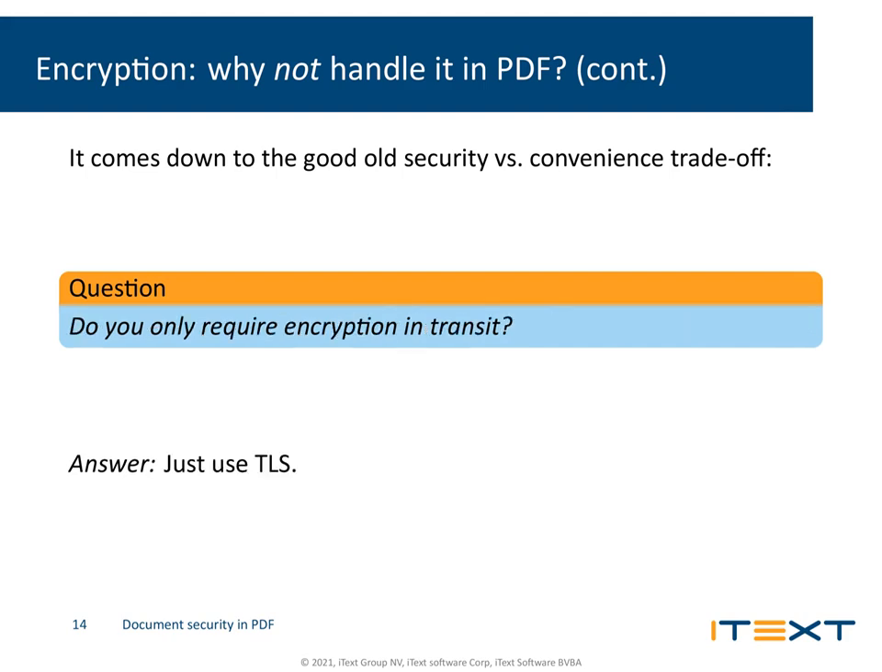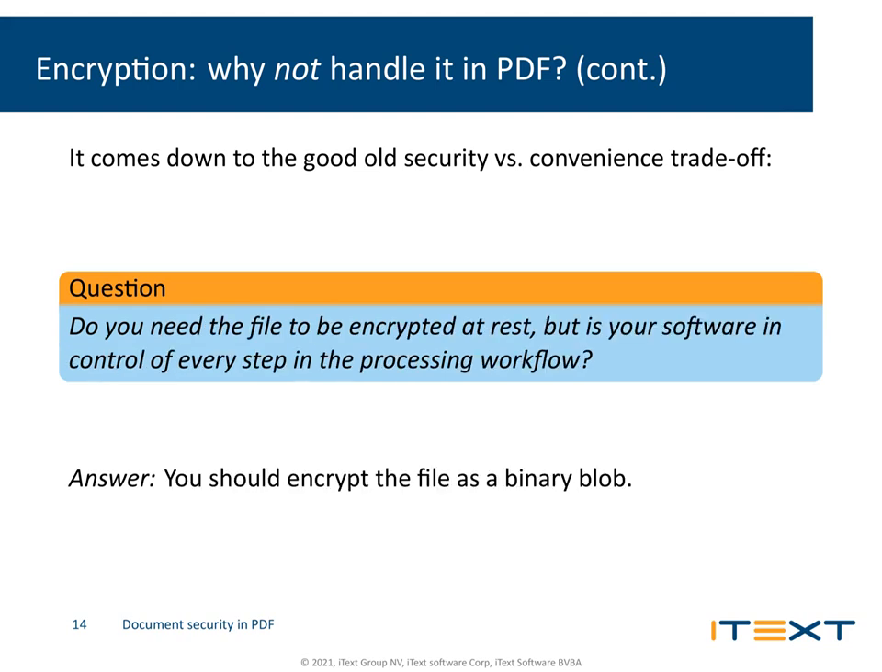However, if all you require is encryption in transit and encryption at rest is not really a problem, then you're basically better off just ensuring that all your communication channels use TLS. If you need not only encryption in transit, but also encryption at rest, but on the other hand, your software is still in control of every step in the pipeline, then you should still consider just encrypting the entire file as a binary blob. Just don't care about the PDF format, encrypt the whole thing using some established encryption library, and do your thing. In this case, you don't really need PDF encryption as such.